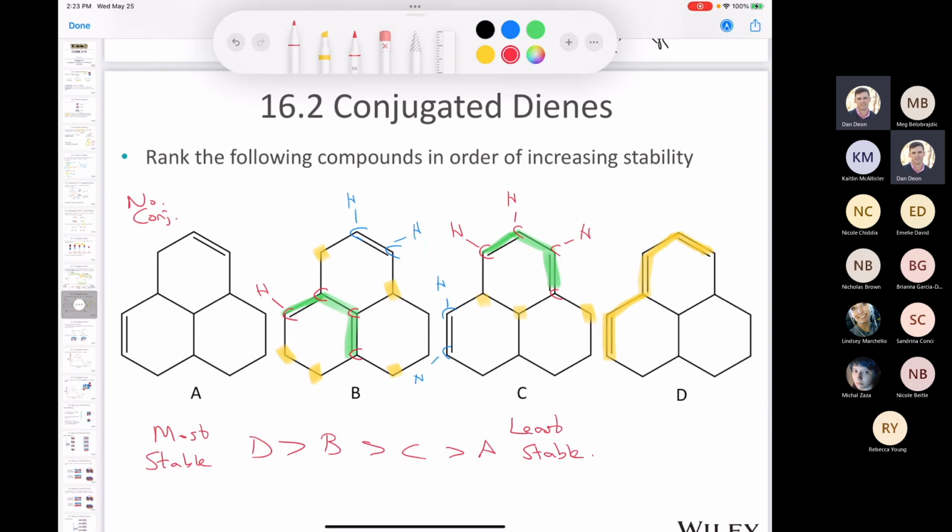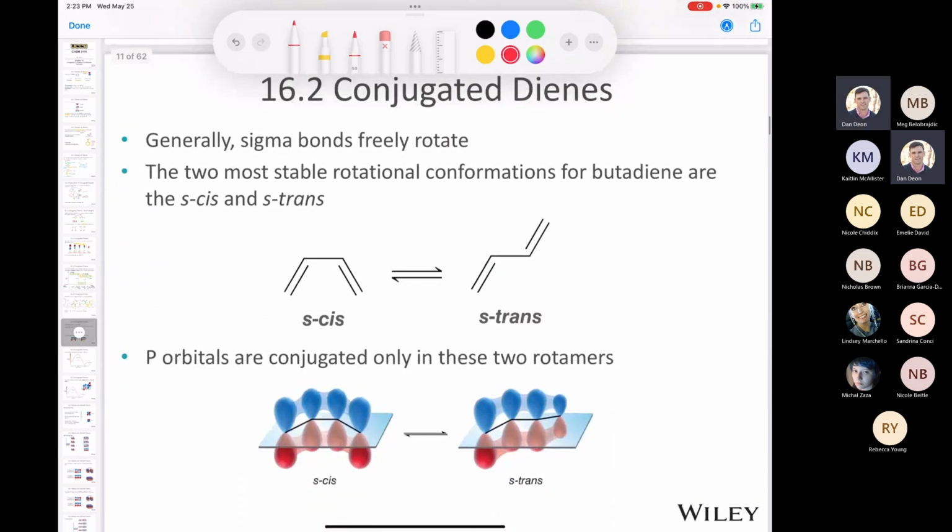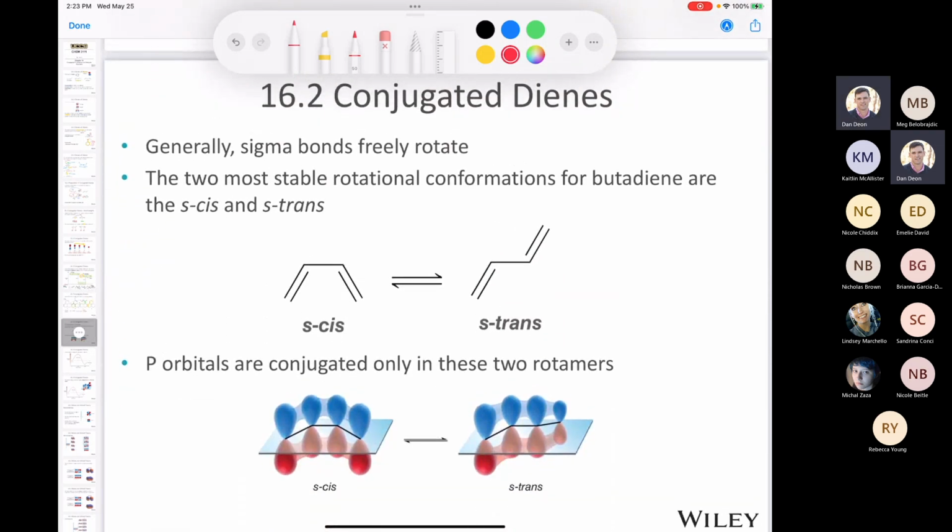And let's take a look at the p orbitals and how they overlap in a conjugated system. So check this out. It says, generally speaking, sigma bonds are free to rotate. The two most stable rotational conformations for butadiene are the S-cis and the S-trans. So S-cis and S-trans. But we know that if we have this molecule here, we have free rotation around this bond. And if we rotate 180 degrees, we're going to end up with this conformation over here.